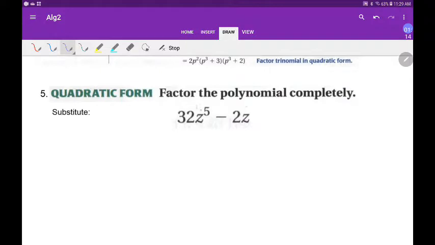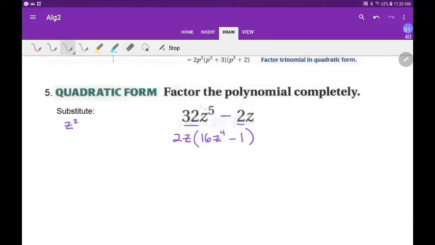We'll take a z. Oh, and we can take a 2 out of both of those as well, right? So we'll say 2z out of 32z to the 5th. That's 16z to the 4th. Minus, the 2z is gone, so I have a 1. Okay, now at this point my substitution is much easier than it would have been up there in the example. I'm going to just say that z squared is equal to x.